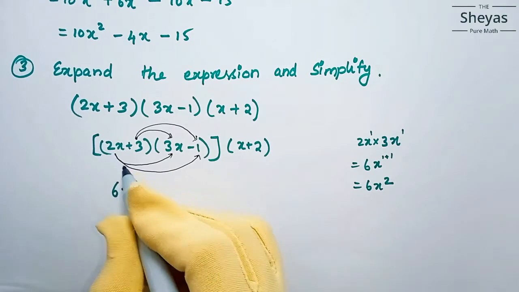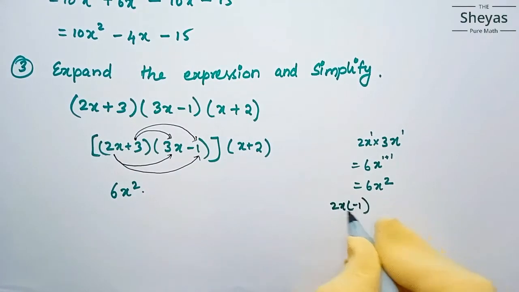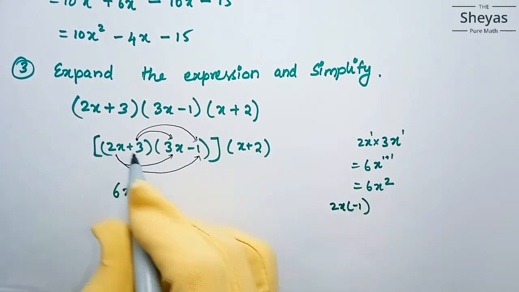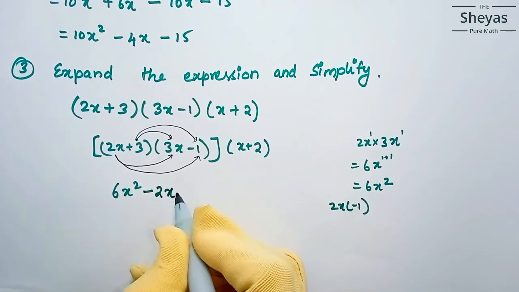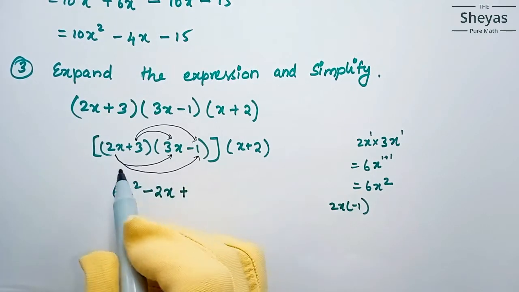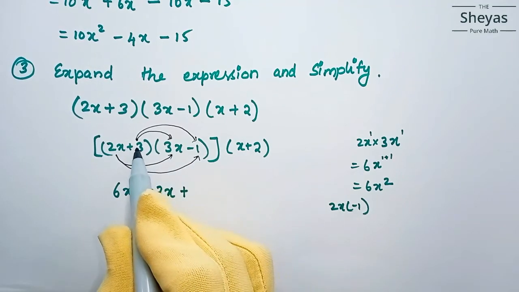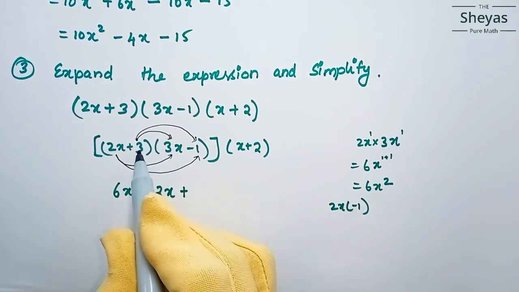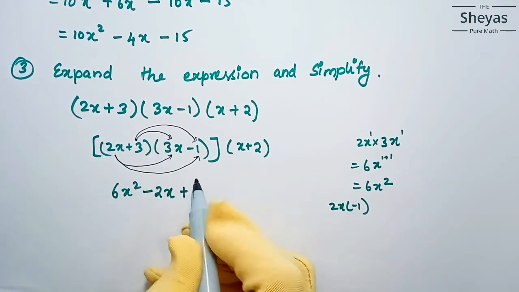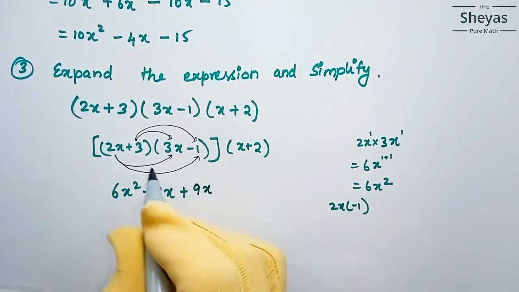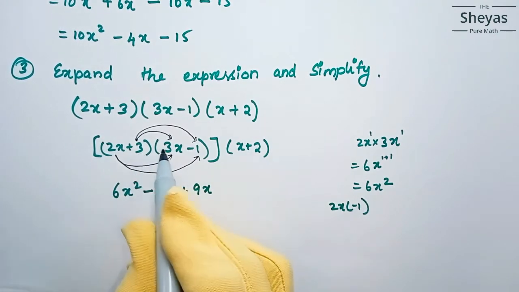Then next step, 2x into minus 1 is minus 2x. So we have completed 2x into 3x and 2x into minus 1. Then next, with 3 you have to multiply 3x, and with 3 you have to multiply minus 1. So 3 into 3 is 9, and the remaining variable is x. So 3 into 3x is 9x.